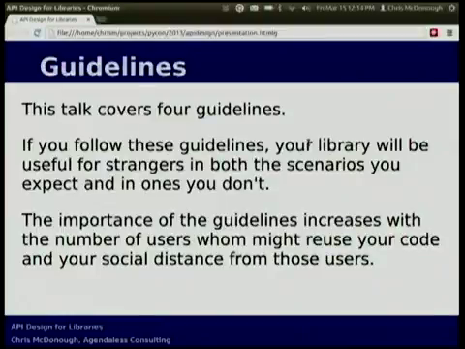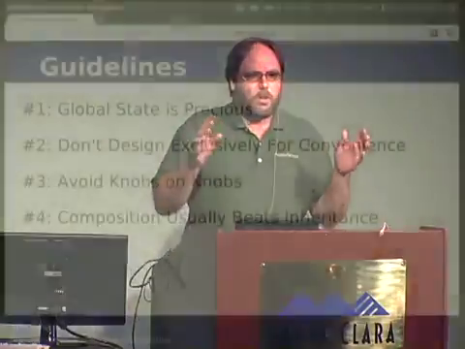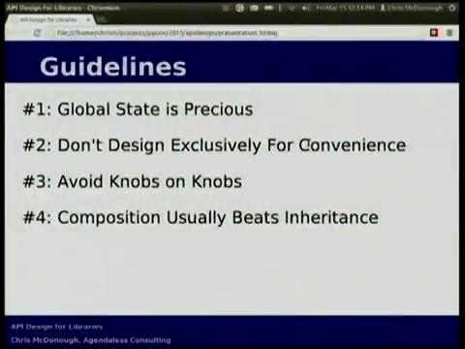And the importance of these guidelines increases with the social distance that you have from those people. So these things aren't all that important when you're sitting next to the person using your code, but when you're not sitting next to the person using your code, they can be important. So here are the guidelines. The first one is global state is precious. All right? Global state is module scope state in a Python program. The second one is don't design exclusively for convenience. Third one is avoid knobs on knobs. And the fourth one is composition usually beats inheritance. And I'm going to talk about each one of these things.